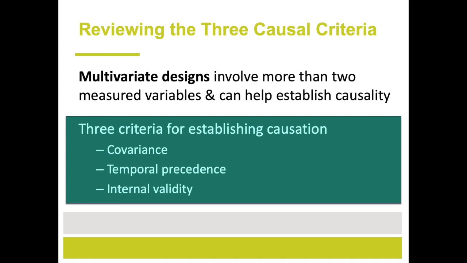Temporal precedence means the thing that causes the other thing must come first. You can't have it in reverse order. The thing that causes it cannot happen second. And then internal validity: the relationships need to actually be between those 2 variables and not anything else. We're going to spend a lot of time talking about that using multiple regression.